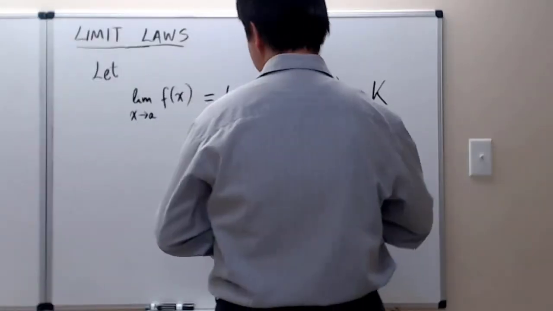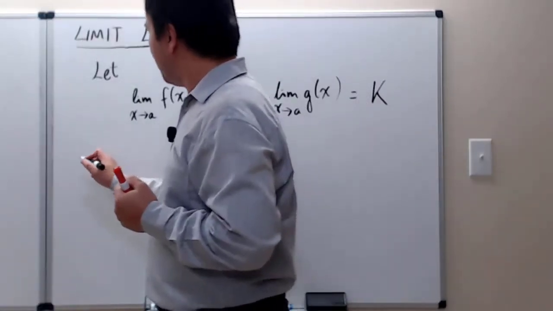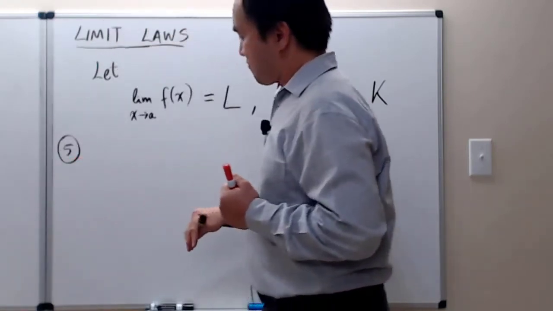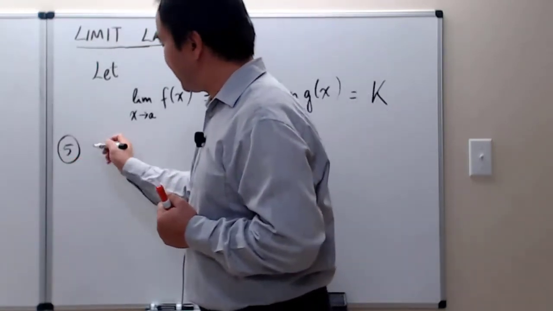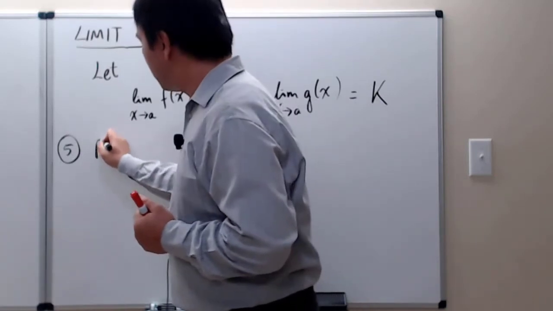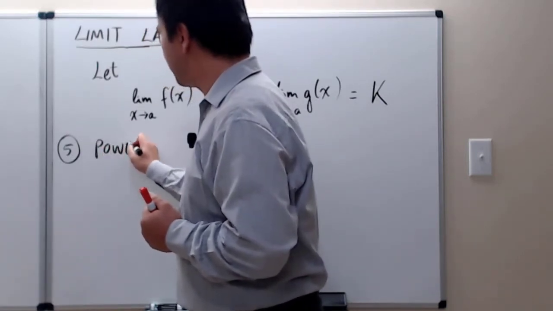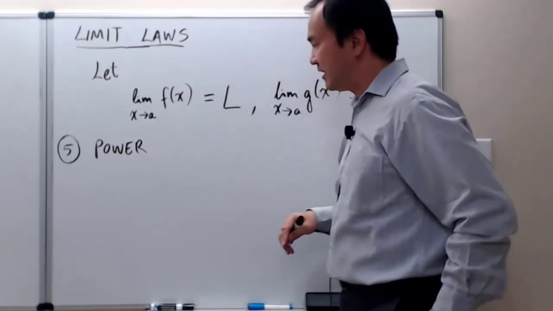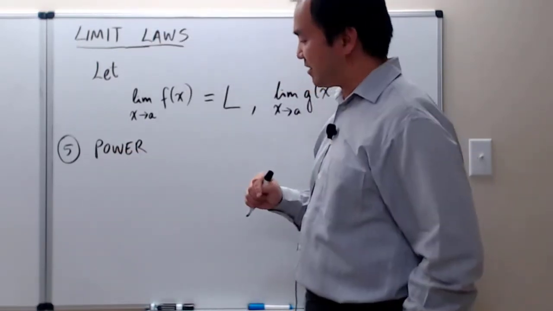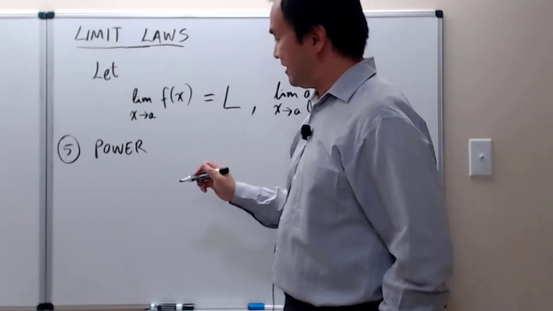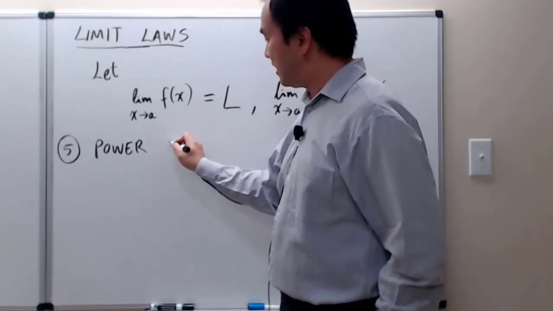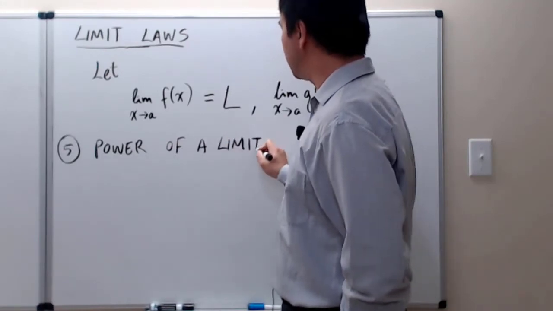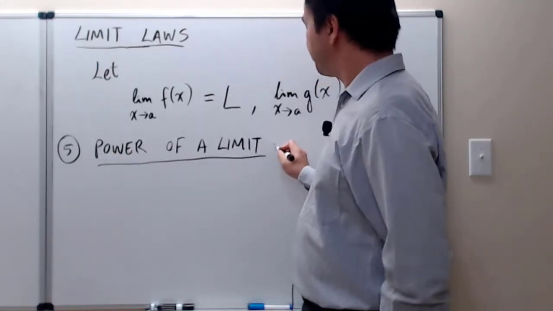All right, so we are now ready for law number 5. With law number 5 right here, I'm going to name it the power. I'm trying my best again to avoid using the name power rule, and you will see my reason for that later on in the quarter in our learning together. But here I'm going to call it the power of a limit. This is how I name that law right there. It's the power of a limit.